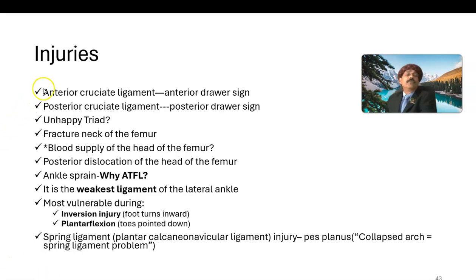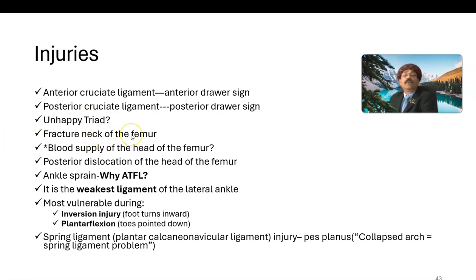Now we have some injuries. Anterior cruciate ligament injury. There is a knee injury. What is the sign? Anterior drawer sign. You can pull the tibia anteriorly. Posterior cruciate ligament injury to the knee joint. Again, posterior drawer sign. You can push back the tibia over the femur. Unhappy triad. It is a problem with three components: anterior cruciate ligament injury, medial meniscus injury, and tibial collateral ligament injury.